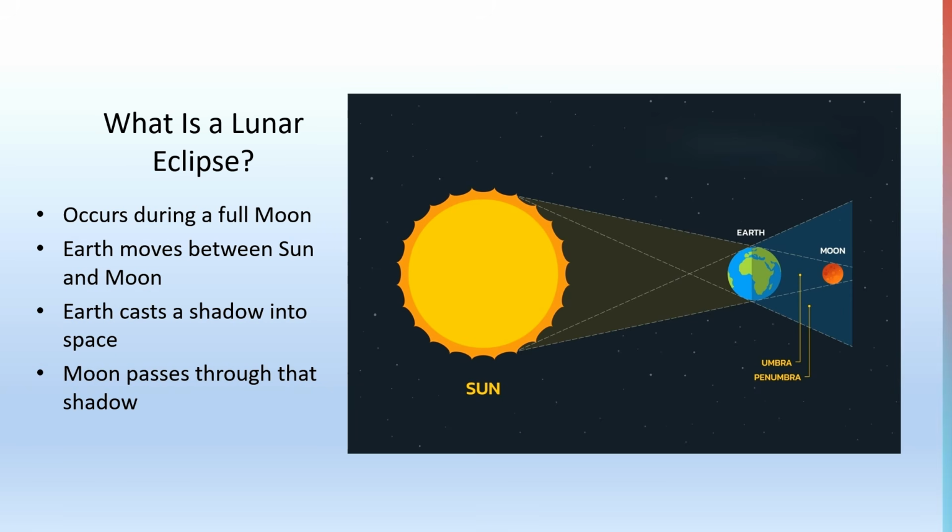A lunar eclipse occurs only during a full moon. At that time, the sun, Earth, and moon line up in nearly a straight line. Earth moves directly between the sun and the moon. Because Earth blocks sunlight, it casts a long shadow into space. If the moon passes through that shadow, we observe a lunar eclipse.